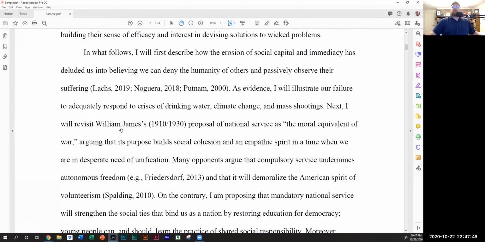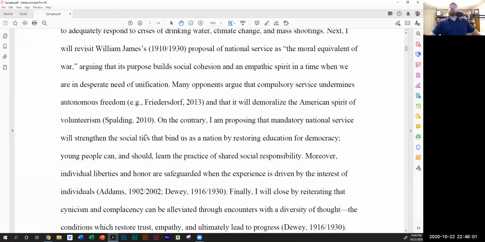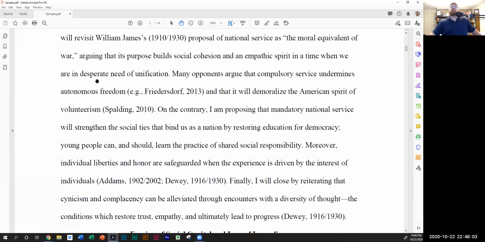Next, I will revisit William James's proposal of national service as the moral equivalent of war, arguing that its purpose builds social cohesion and empathic spirit in a time when we are in desperate need of unification. Many opponents argue that compulsory service undermines autonomous freedom, that it will demoralize the American spirit of volunteerism.